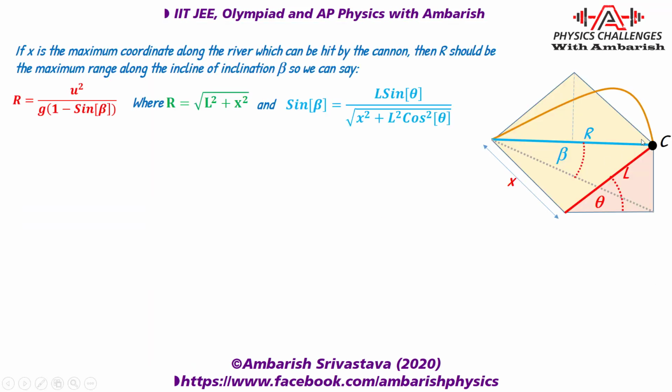So suppose the cannon is firing, and let's say x is the maximum coordinate along the river. So the river is along this direction. x is the maximum coordinate along the river which can be hit by the cannon.